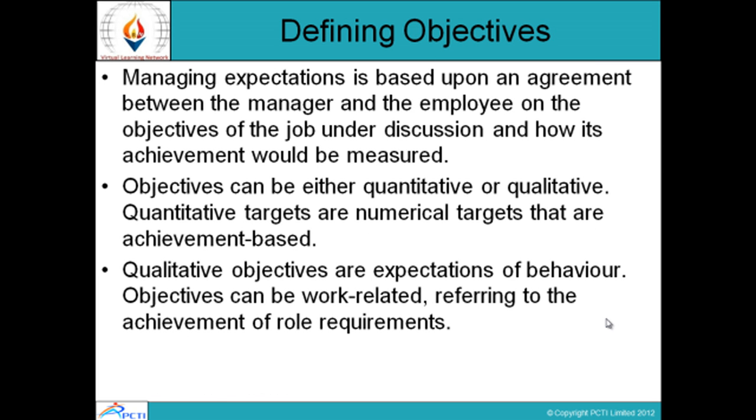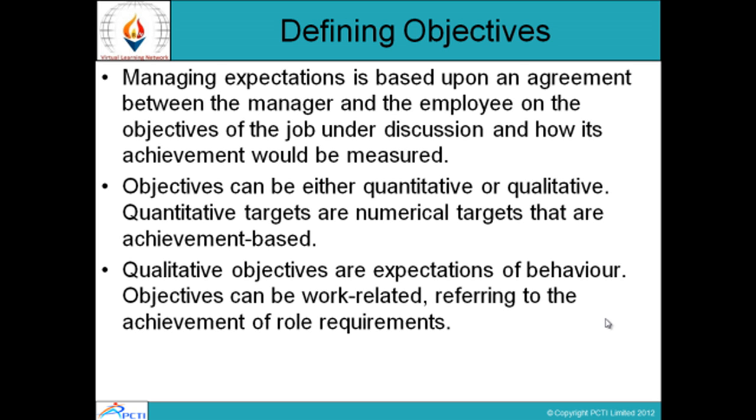Defining objectives. Managing expectation is based upon an agreement between the manager and the employee on the objectives of the job under discussion and how its objectives or achievements would be measured.